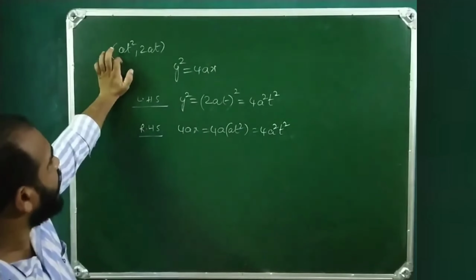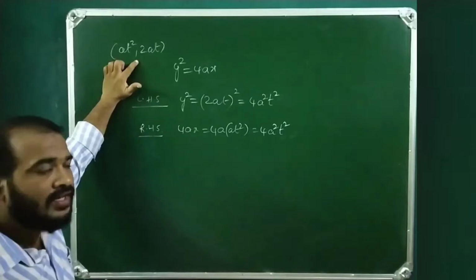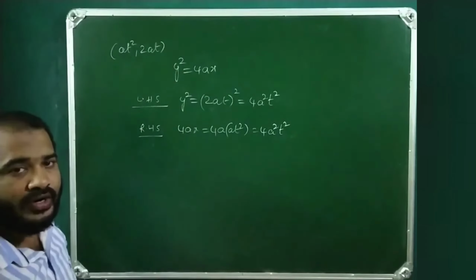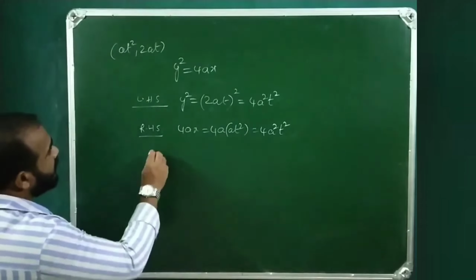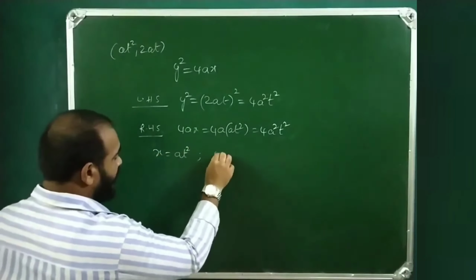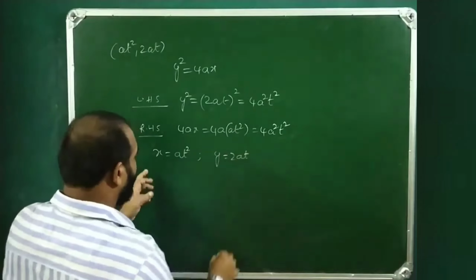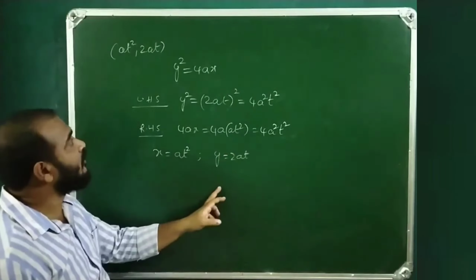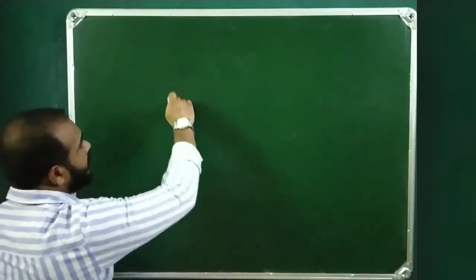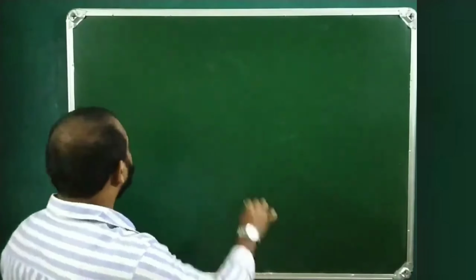Therefore, this point (at square, 2at) is said to be the parametric point of the parabola y square equals 4ax. And so x equals at square, y equals 2at are said to be the parametric equations of this parabola. Now let us discuss the notations of this parabola.